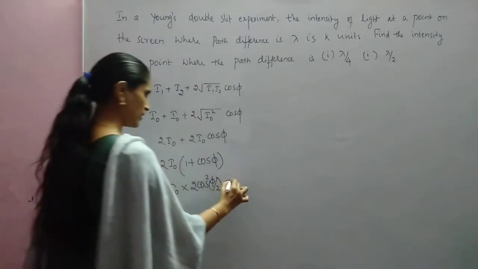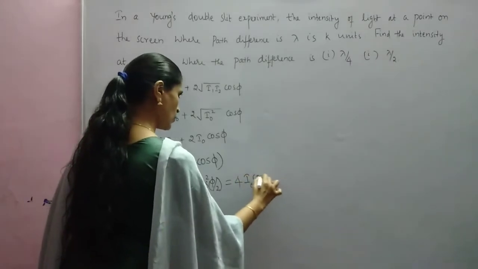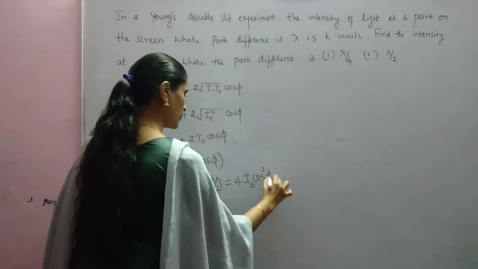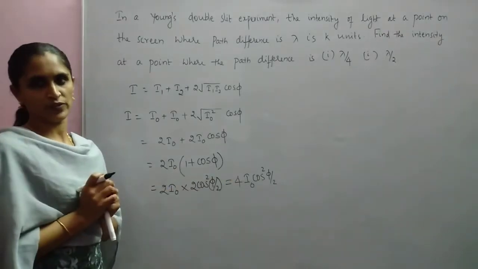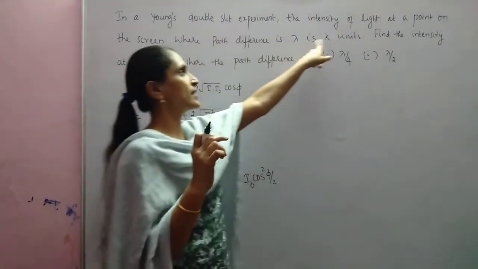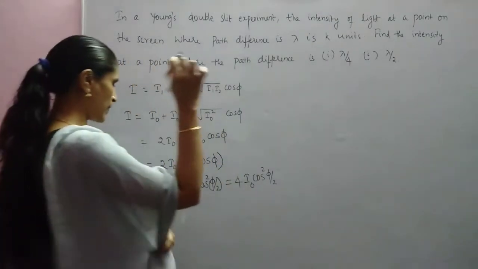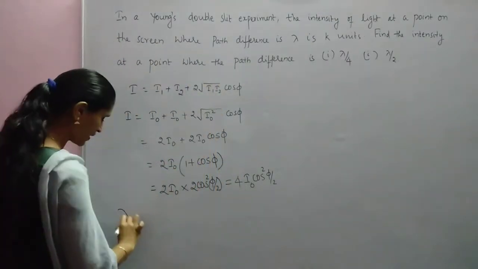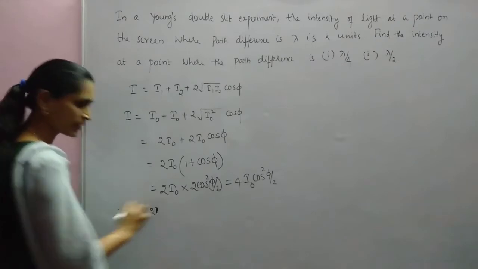Or we can write 4I0 cos square phi by 2. So this is the intensity of the wave. And here what is the condition given? When path difference is lambda, it is k unit. So corresponding to lambda path difference, what is the phase difference? Phase difference is 2 pi.